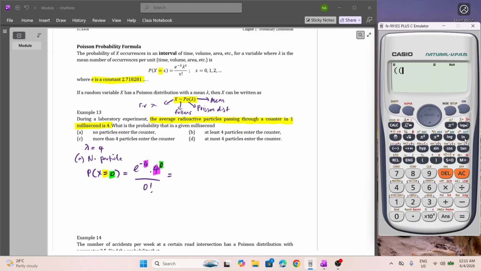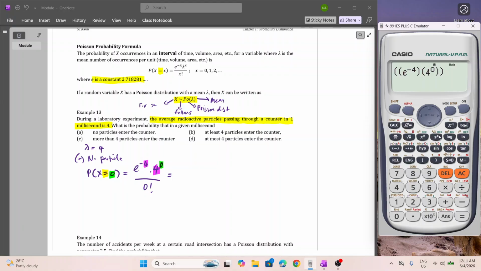Okay, shift and learn. So this is e to the power of negative 4, and then close the bracket and open another bracket for the second one. For this one, you can just click this, x to the power of, and key in the value 4 to the power of 0, and close the bracket 2 times.